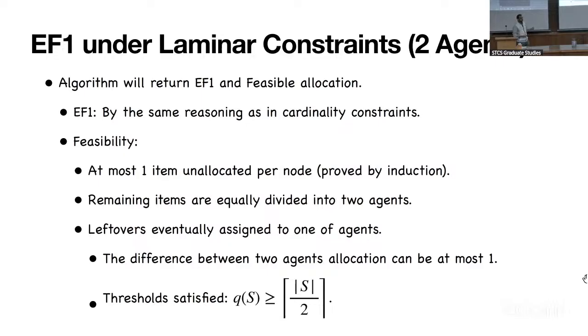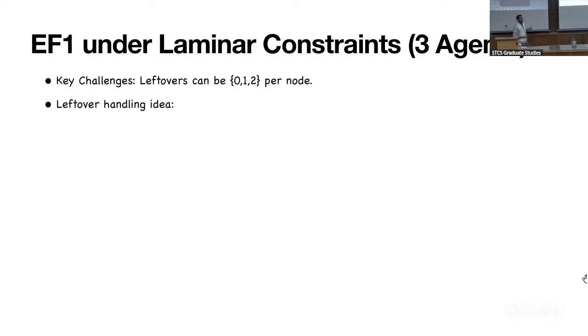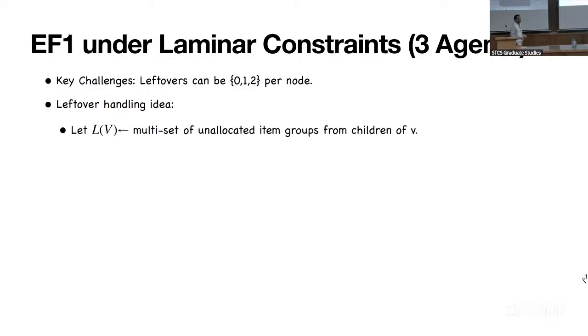So the two agent case was very similar to this, but when we extend this same algorithm to three agents, the problem is that now we have a leftover of 0, 1 or 2 items. We cannot handle this leftover in the same way as we do for two agents. So how we handle this leftover is the tricky case.